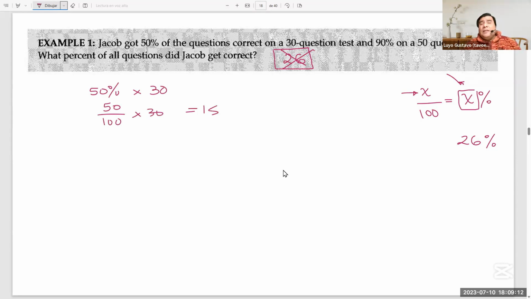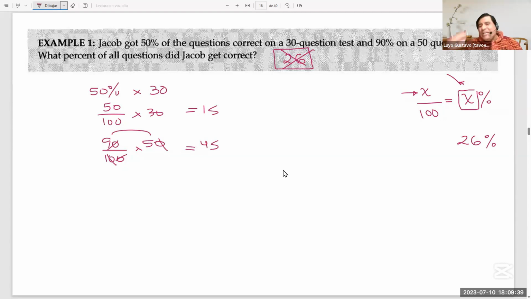and 90% on a 50 question test. If you calculate 90%, 90 over 100 times 50, what you have here is 9 over 10. You can simplify this 0 with this 0, so multiplication of fractions, and you get simply 9 times 5, that is 45.